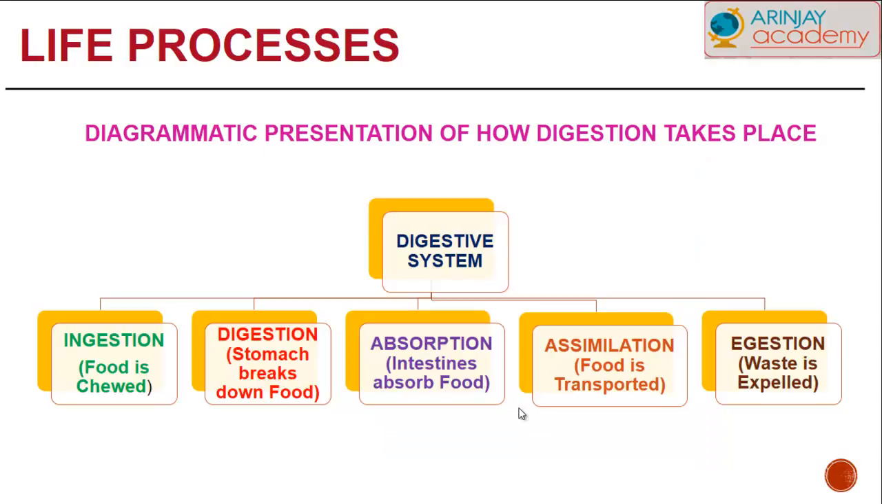Here is a representation of how digestion takes place. Ingestion, where food is chewed; digestion, where food is broken down; absorption, where food is absorbed; assimilation, how food is transported; and of course, ingestion.